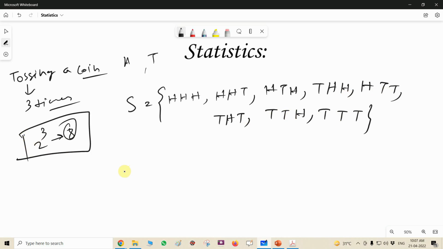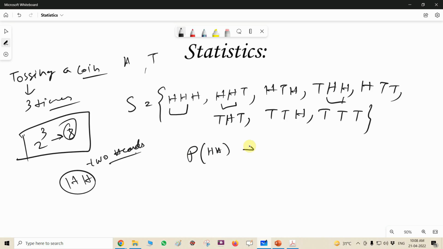If I ask you to find the probability of having two heads together, two heads consecutively as the outcome in this sample space, meaning what is the chance of HH coming together, let me first count manually. It is 3. So the probability of two heads is 3/8. Done, now remember this.